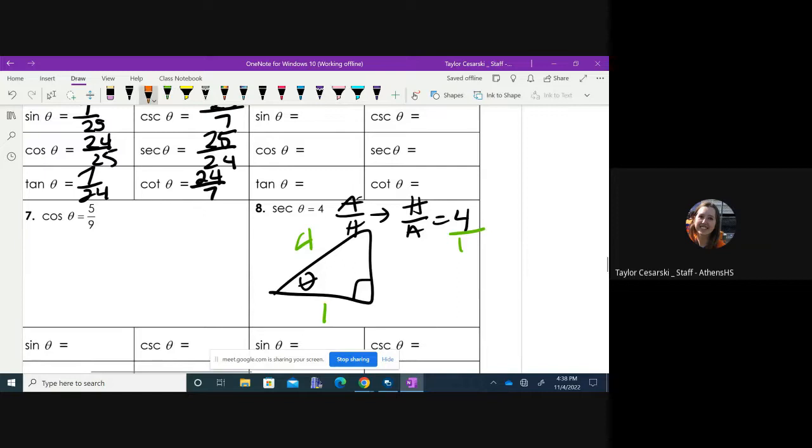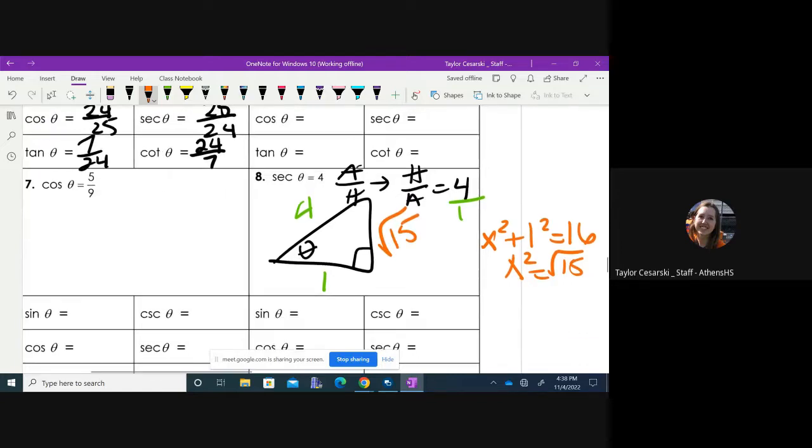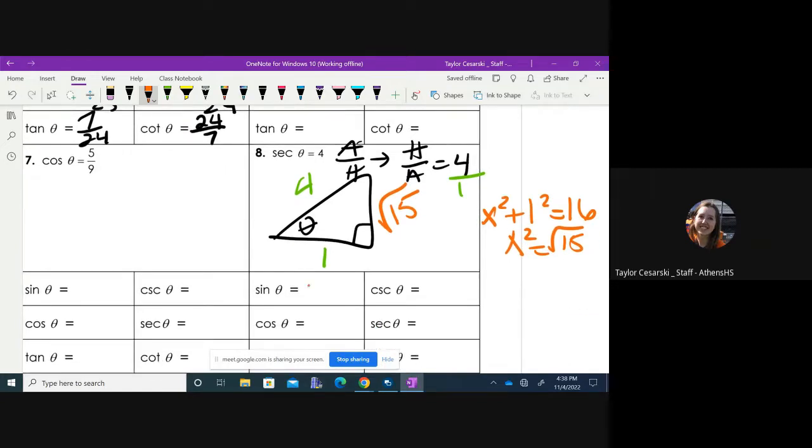I am going to have to use Pythagorean theorem for this. And I just went ahead and did 4 squared is 16. So x squared equals 15, x is square root of 15. All right, so then sine of theta, opposite over hypotenuse, which makes this 4 over square root of 15. But we rationalize, so we get 4 square root 15 over 15.